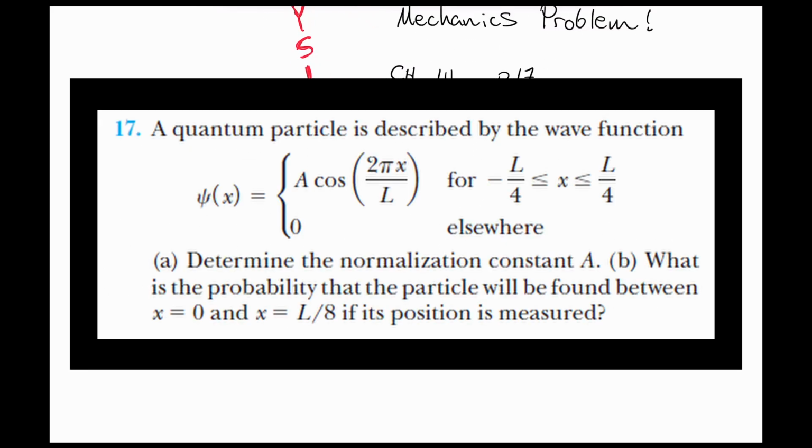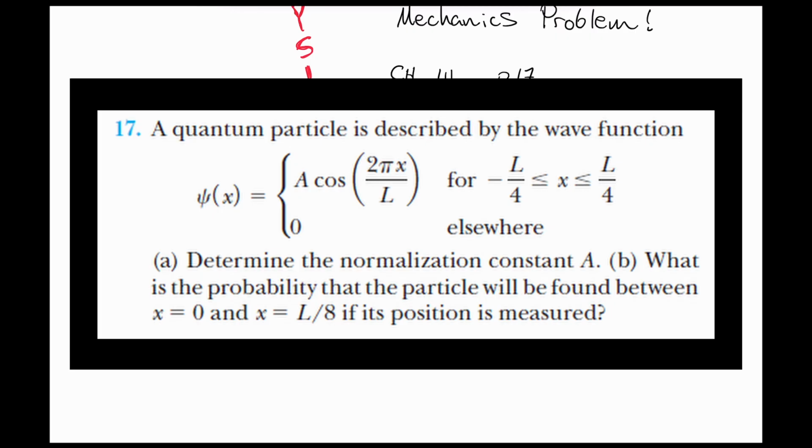A quantum particle is described by the wave function psi equals A cosine of 2 pi x divided by L for the interval negative L over 4 to L over 4, that little interval, x is between there, and the wave function is 0 elsewhere. A, determine the normalization constant, capital A. B, what is the probability that the particle will be found between x equals 0 and x equals L over 8 if its position is measured?